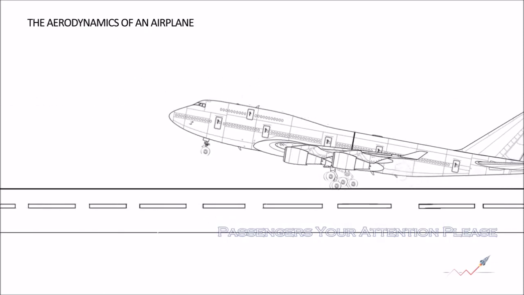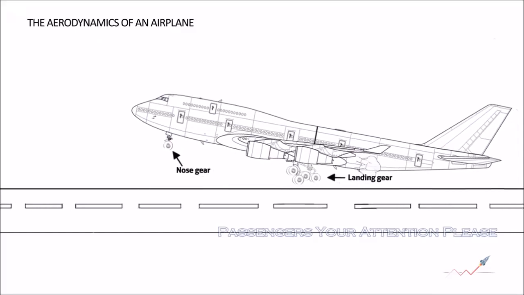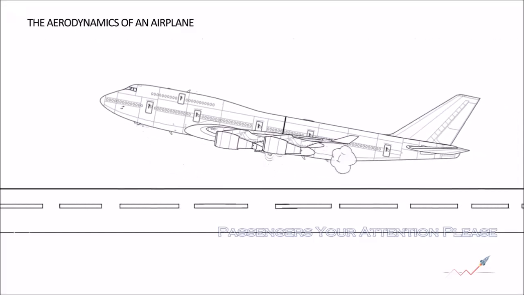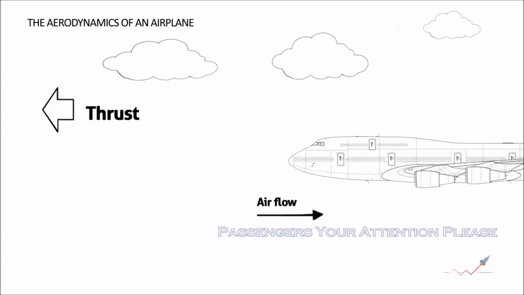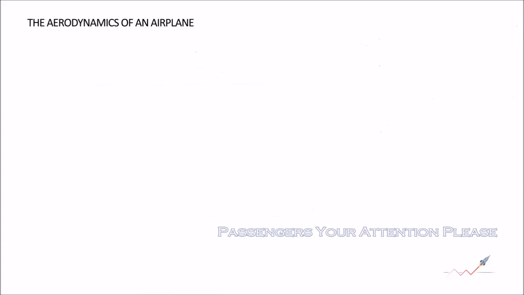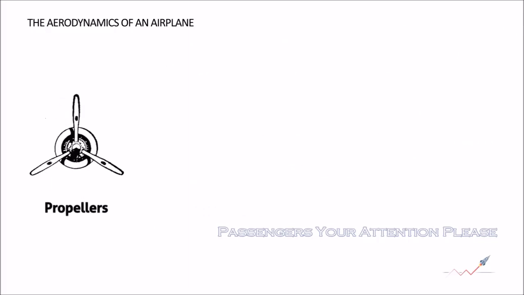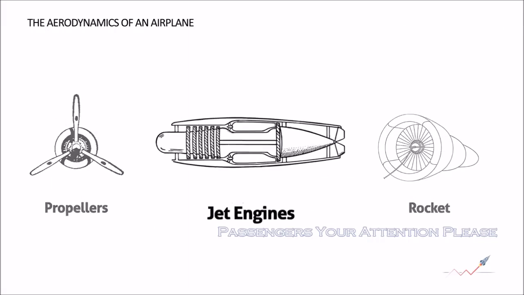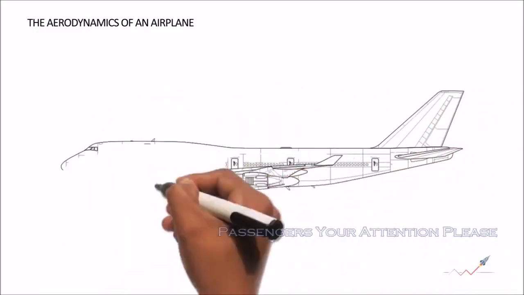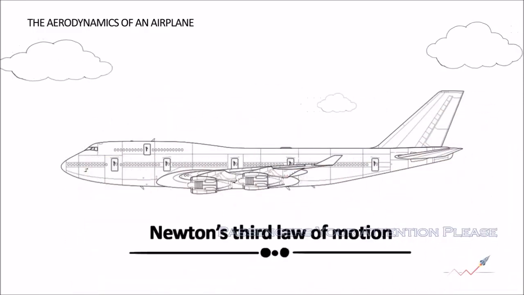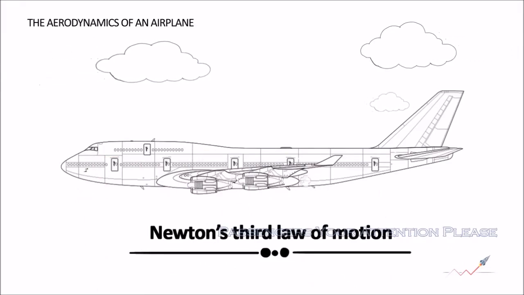The airplane always retracts its landing gear and nose gear into the body of the plane after takeoff to reduce drag. Thrust counters drag. It is a mechanical force that keeps the airplane moving in the air. Thrust is generated by propellers, jet engines, or rockets. The compressor inside the jet engine takes the air and compresses it, and after processing from the combustion chamber and turbine, the gas is blown out through the exhaust nozzle. Here, Newton's third law of motion is applied, where the gas is pushed backward and the engine is pushed forward.